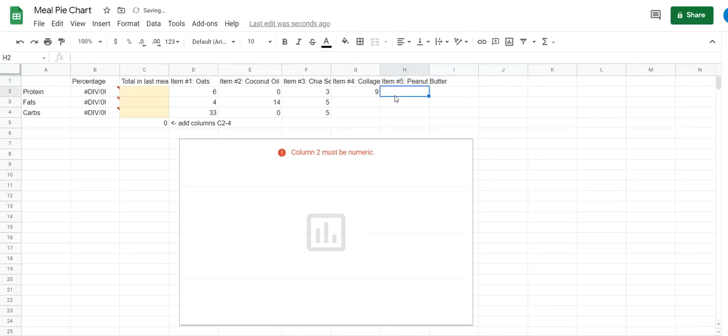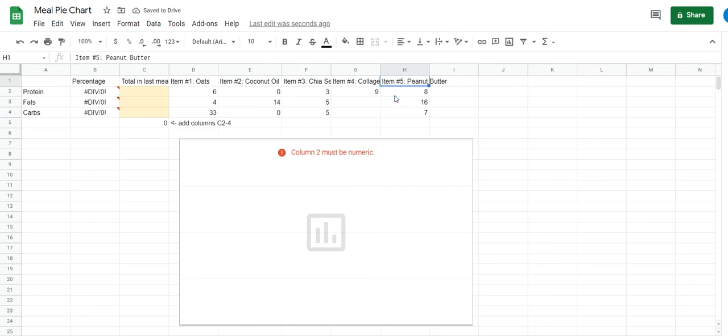Okay, so peanut butter protein for 2 tablespoons comes out to 8 grams. And fat is 16 grams. And carbs are 7 grams. And total sugars, 2 grams, fiber, 3 grams, added sugar, 0. So that's kind of cool.